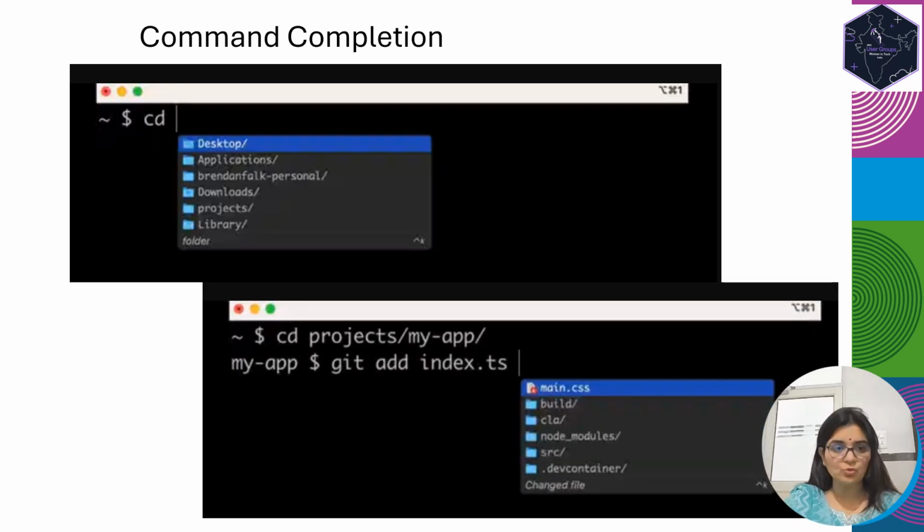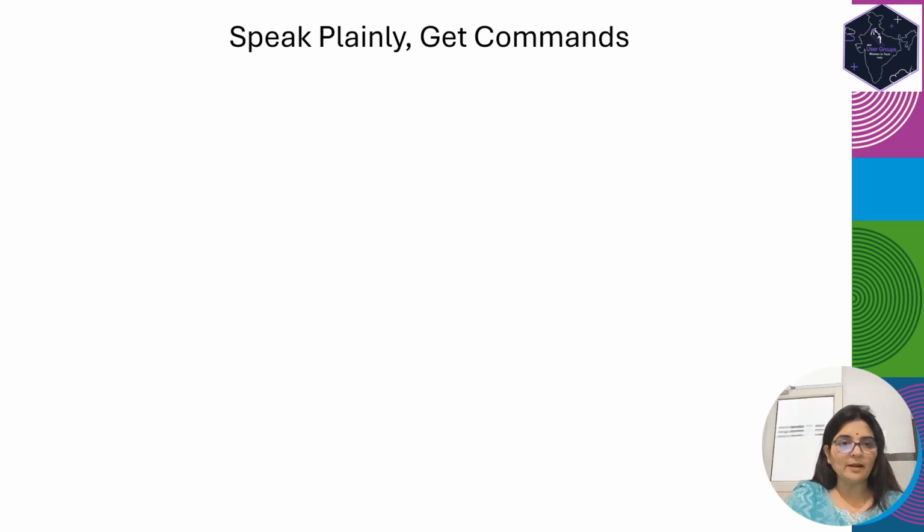So you can see in these two images, after cd, when the space is pressed, it is giving me some options. So I can go and choose from the available options. Here also, when I'm completing the command, I can select more options, more parameters, more flags which I want to select, or I can press escape also. So it is helping me in completing the commands.